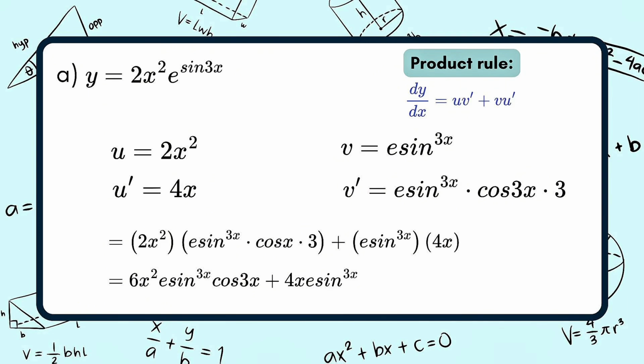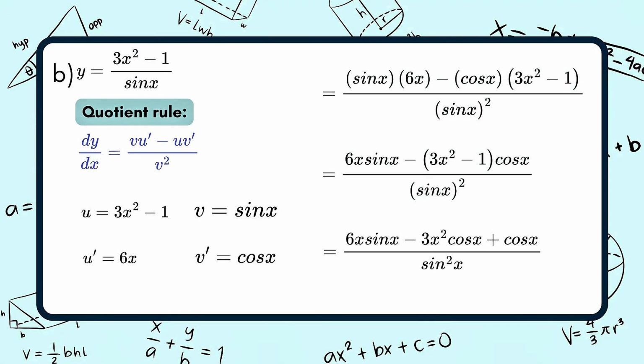Then we substitute into the formula, it will become 2x squared multiplied by e to the power of sin 3x multiplied by cos 3x multiplied by 3, plus e to the power of sin 3x multiplied by 4x. And then the final answer would be 6x squared e to the power of sin 3x cos 3x plus 4x e to the power of sin 3x.